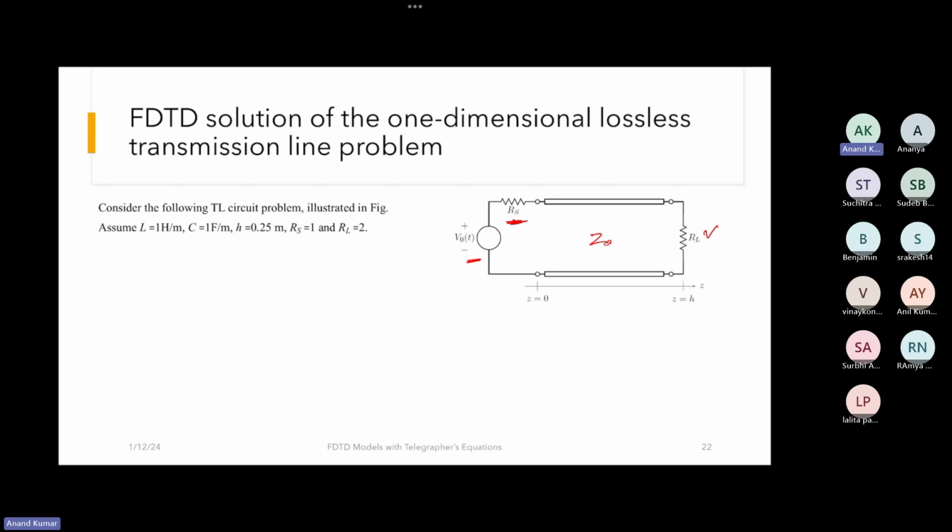So let's discuss the analytical solution first, and it will be your assignment to write the code for the analytical solution and match it with FDTD once we have done a couple more classes. So if you have L and C as 1 Henry per meter, 1 farad per meter, the total length of the transmission line is 0.25 meters. Your RS and RL are 1 and 2. So this is kind of a normalized problem.